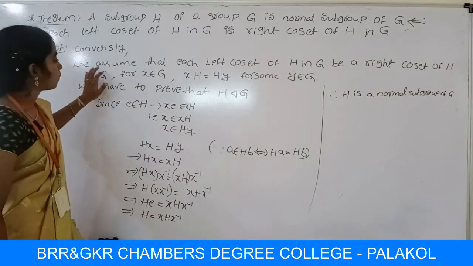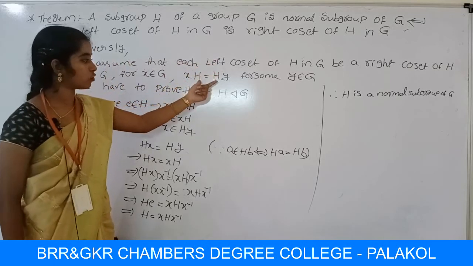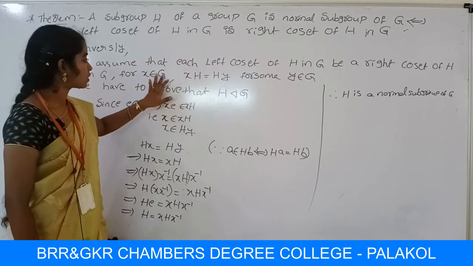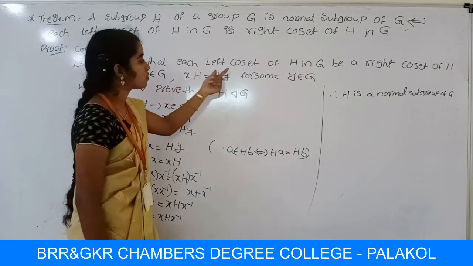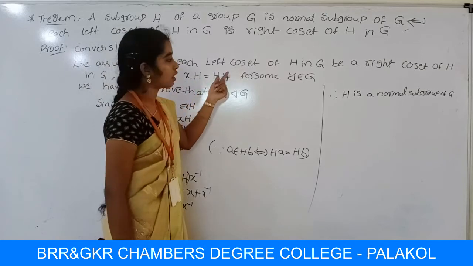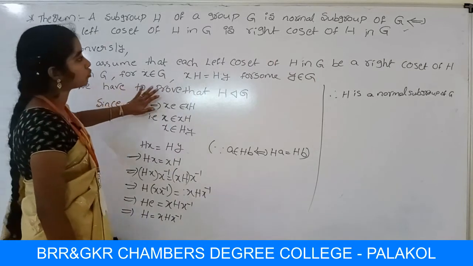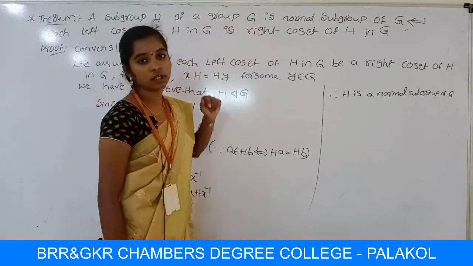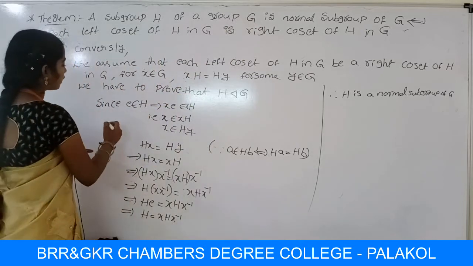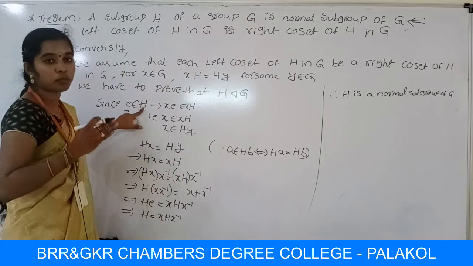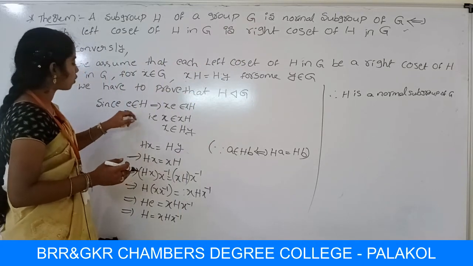So once again, we assume that each left coset of H in Z is a right coset of H in Z. So it can be written as, for all X belongs to Z, each left coset means XH, and right coset means HY, for some Y belongs to Z. So we have to prove that H is a normal subgroup of Z. Since E belongs to H, E is the identity element, and H is a subgroup of Z, E is also the identity element in H. So that means E belongs to H.